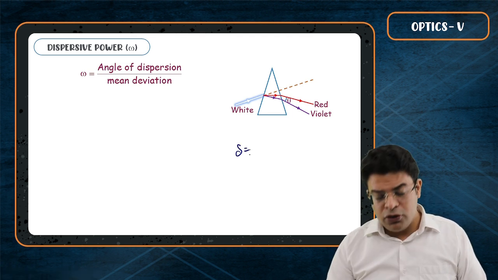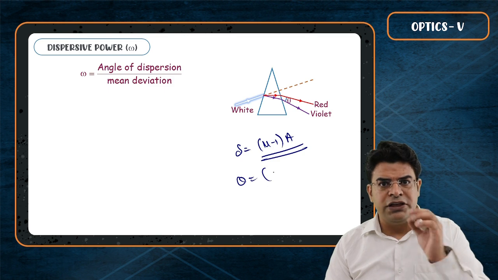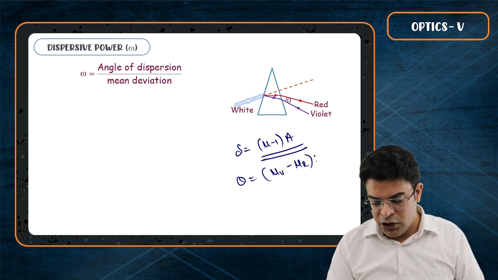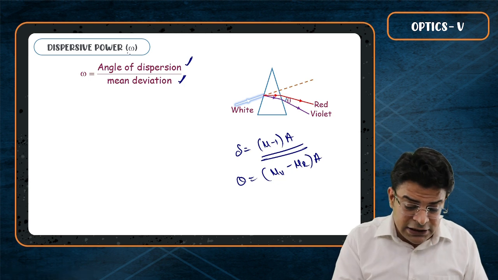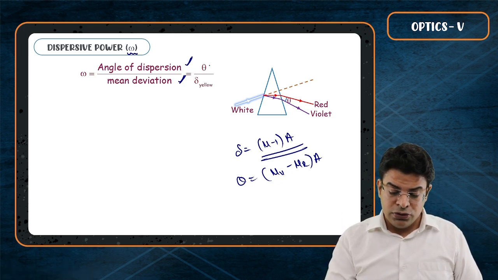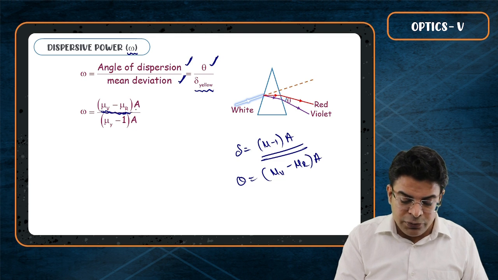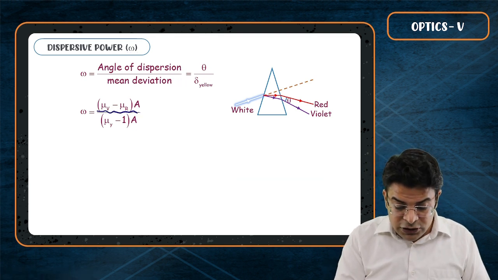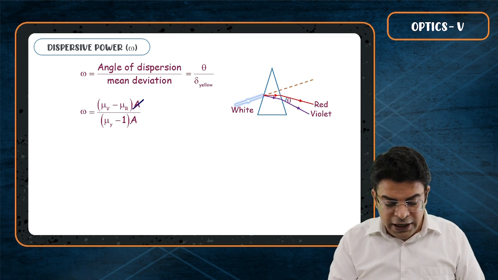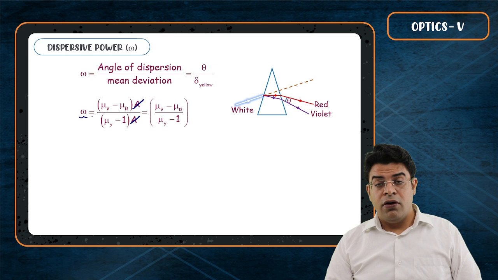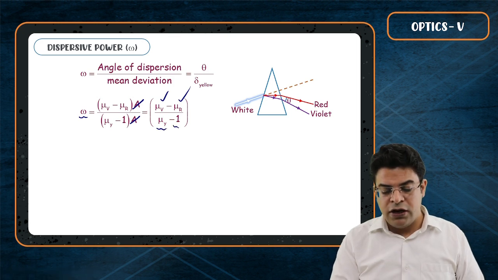And we know from the deviation formula, deviation is nothing but (mu minus 1) into A. And from the dispersion formula, angle of dispersion is (mu violet minus mu red) into A. So substituting the values, the dispersive power represented by omega equals the angle of dispersion upon the mean deviation, that is the deviation for yellow light, which is (mu v minus mu r) into A upon (mu yellow minus 1) into A. Cancelling out A and A, you simply get the dispersive power of this prism to be the refractive index of violet minus refractive index of red upon refractive index of yellow minus 1.